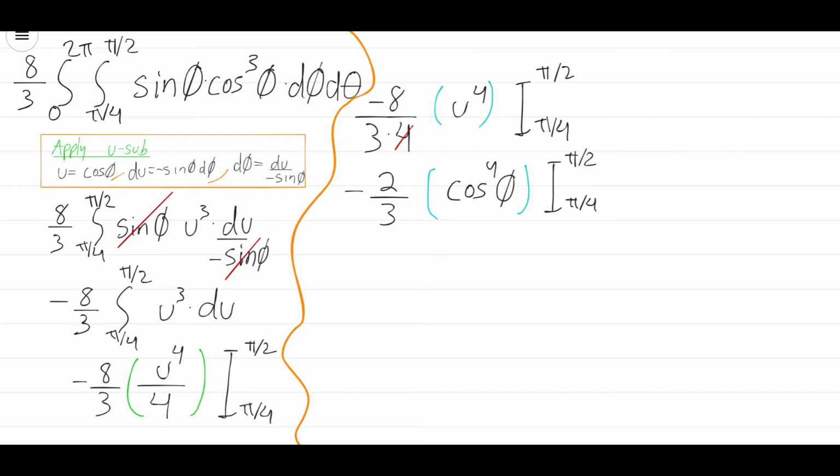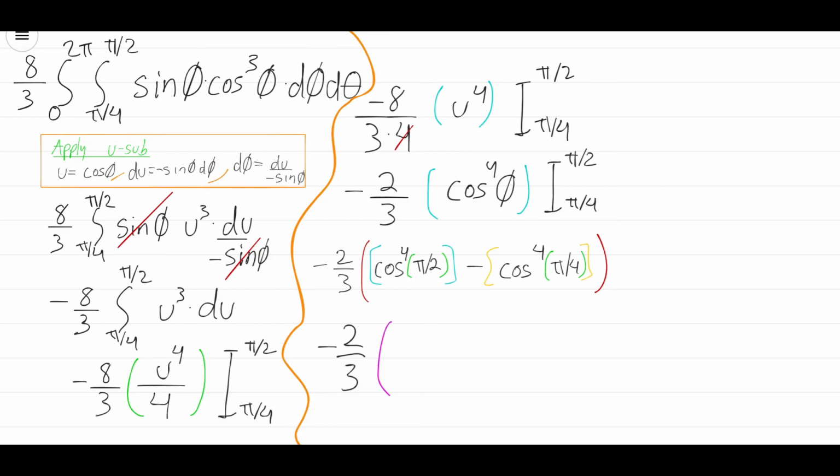And now we're going to simply plug in the bounds. So negative 2 over 3 times cosine to the 4th power of pi over 2 minus cosine to the 4th power of pi over 4. So in the blue and the teal parentheses, it's pi over 2. In the yellow parentheses, it's pi over 4. So we're going to go ahead and plug in the bounds.